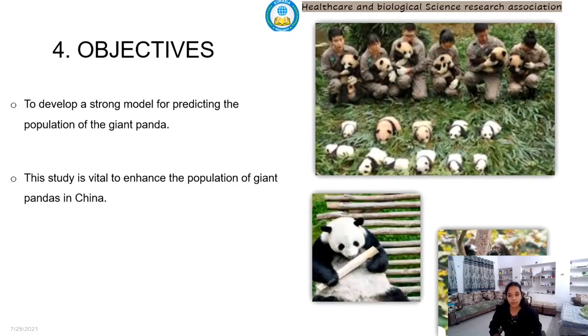Fourth one is the objective. The major aim is to develop a strong model for predicting the population of Zein panda and save them from future trouble. This model should predict the panda's population based on given information and parameters like annual rainfall, bamboo population, habitat loss, deforestation and human influence, etc. This study is vital to enhance the population of Zein panda in China.